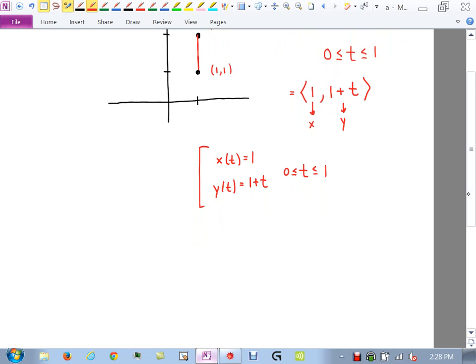What else do we need to continue this? dx/dt, dy/dt. So what's dx/dt? 0. Nice. What's dy/dt? 1. Nice. What's ds then? Square root of 1 dt. So it's just dt, isn't it?